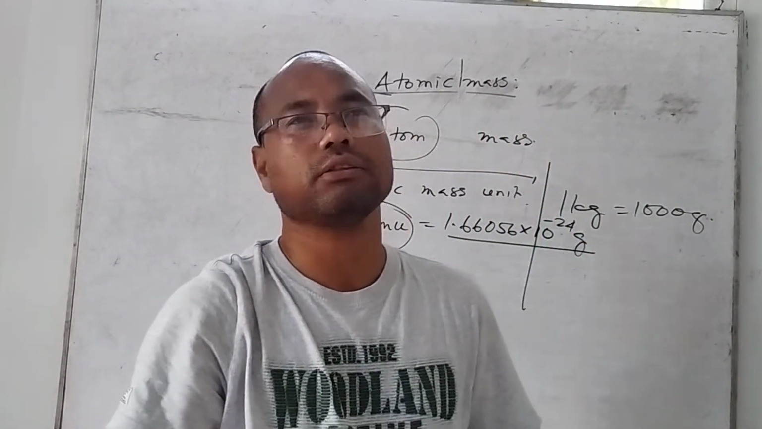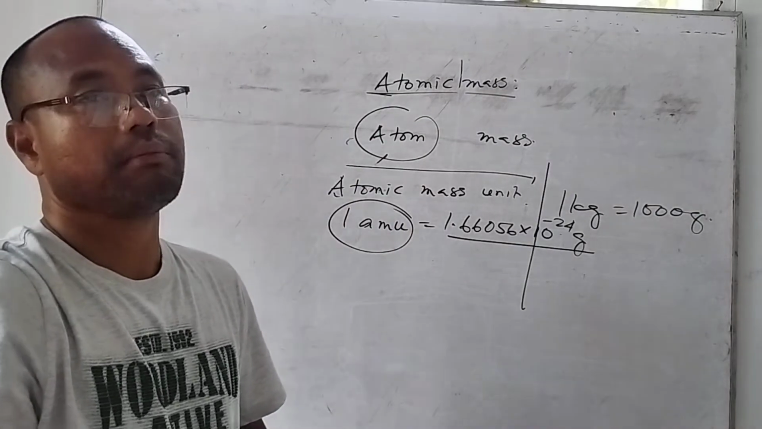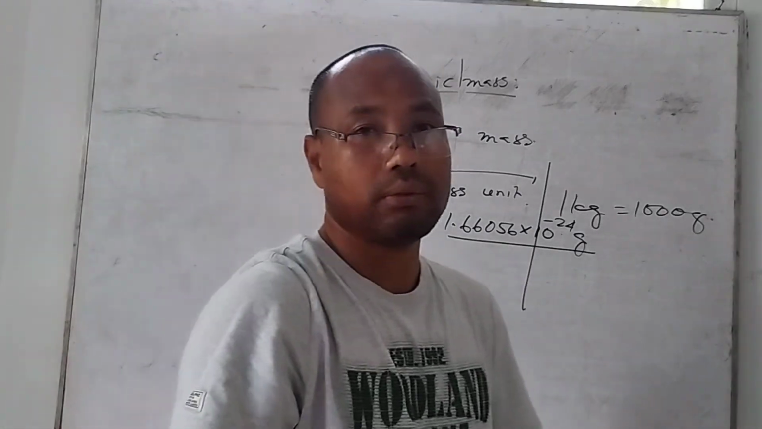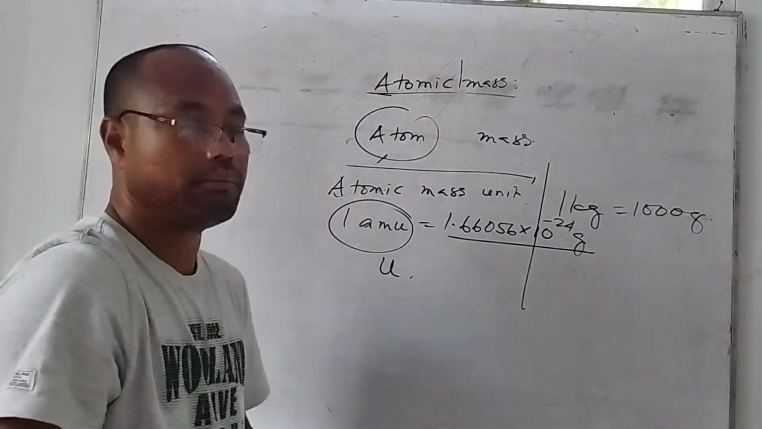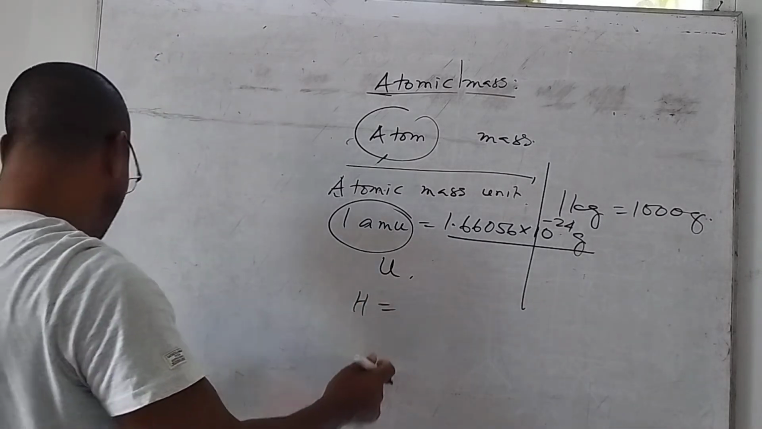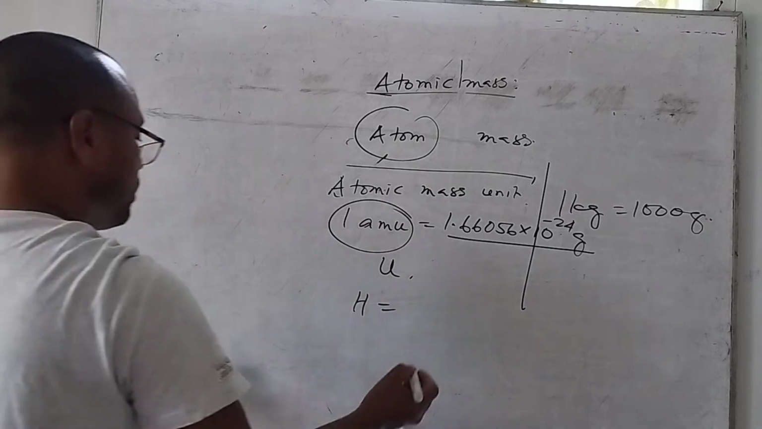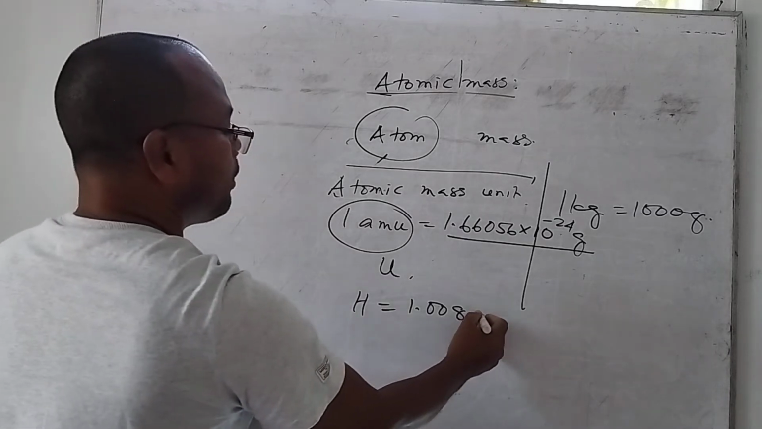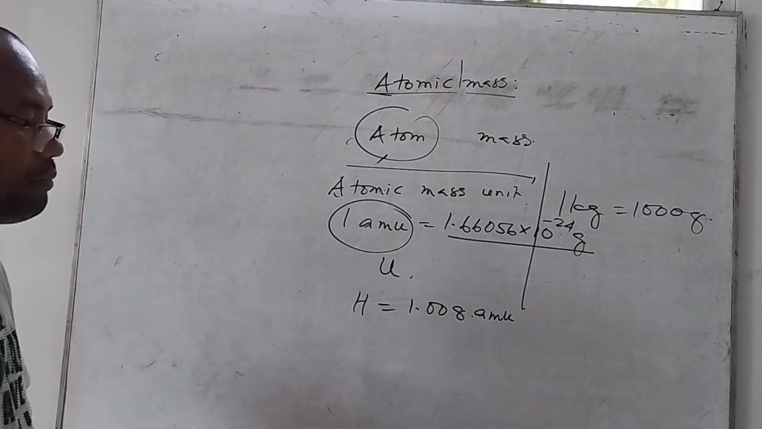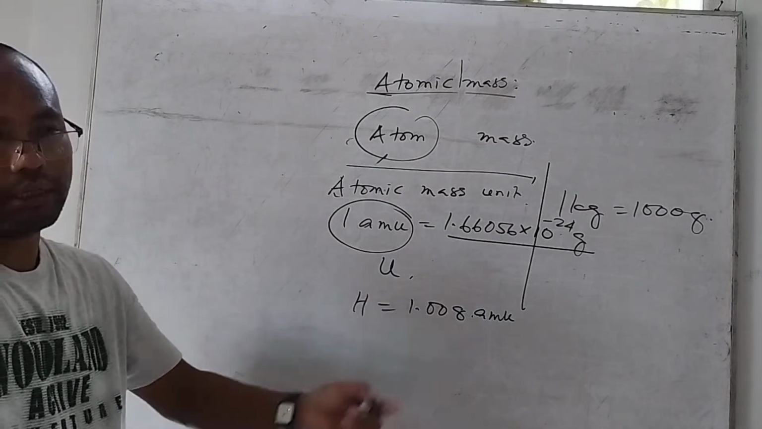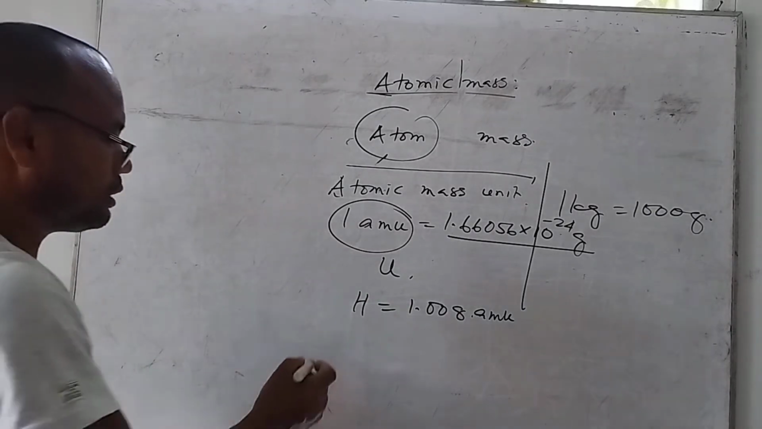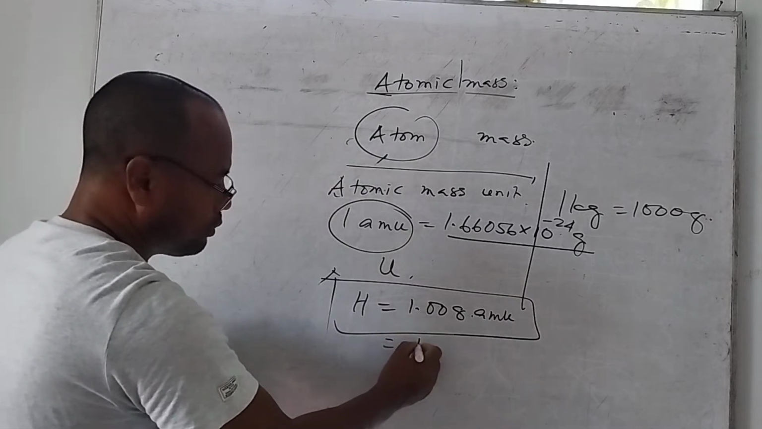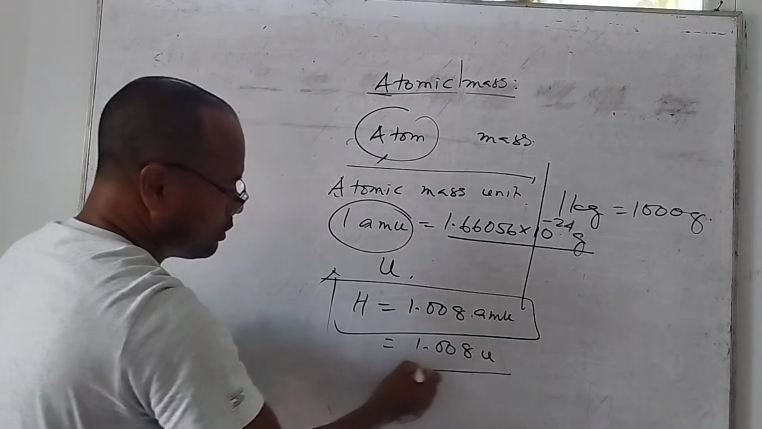This atomic mass unit is also known as the unified mass or unified unit. Sometimes we write U. When we calculate the atomic mass of an element, suppose the atomic mass of hydrogen, how much is it? It could be 1.008 something, right? That is in AMU. This is the atomic mass of hydrogen. So sometimes we can write 1.008 U also, right?